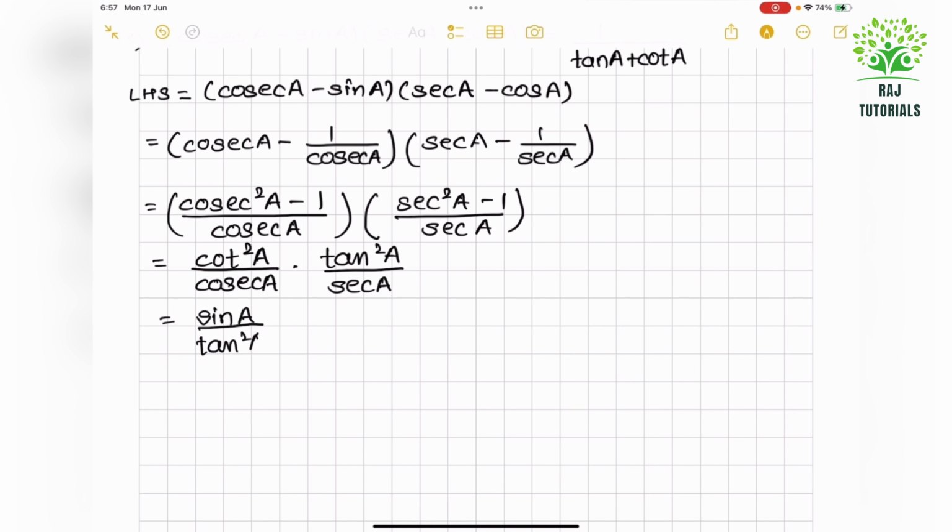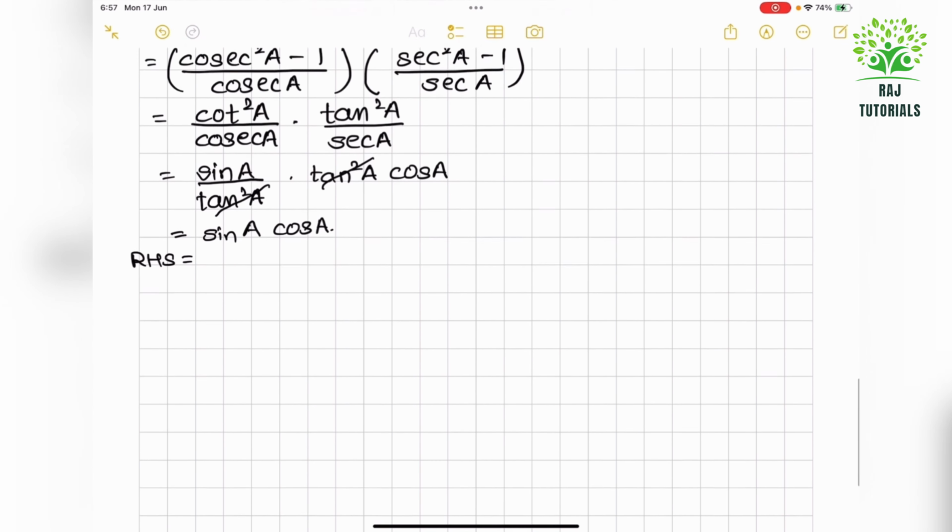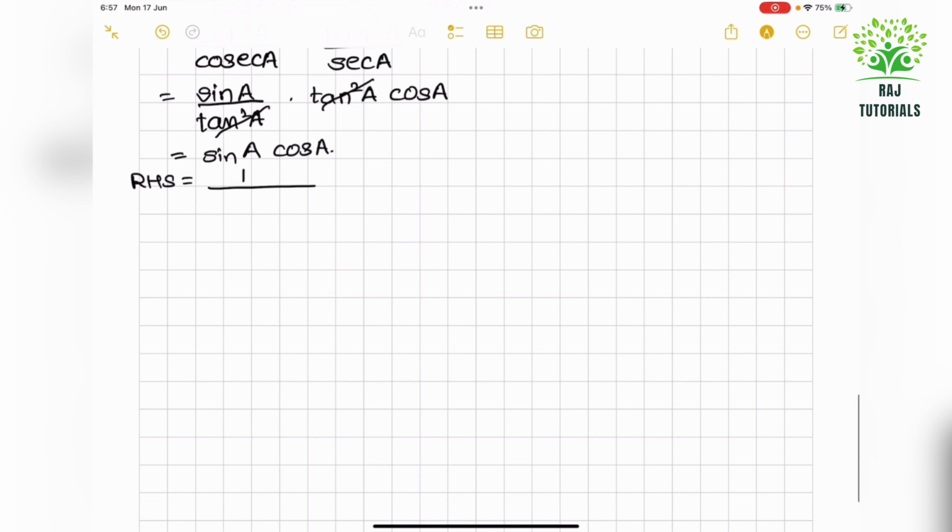So sine A will come up, and cot is the opposite of tan, so that will be tan square A in the denominator, into tan square A I am keeping as it is, and sec A will be 1 upon cos A, so cos A will come here. So tan square got cancelled. So I got sin A cos A. Now this I can't solve ahead. So as told, I have to solve both the left hand side and right hand side. So now I am solving right hand side.